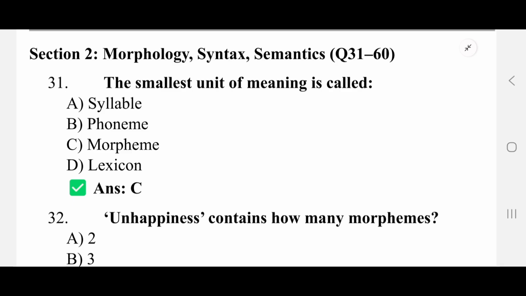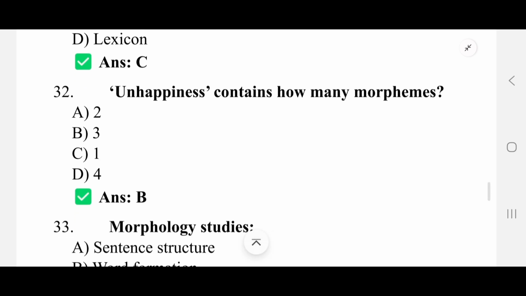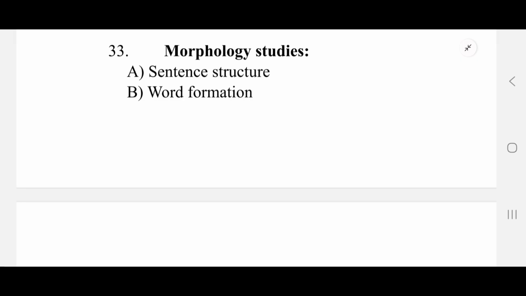The smallest unit of meaning. Morpheme is the right answer. Next, we'll go. Unhappiness. How many morphemes are there? Unhappiness. Three, right? Option B. Morphology studies word formation.